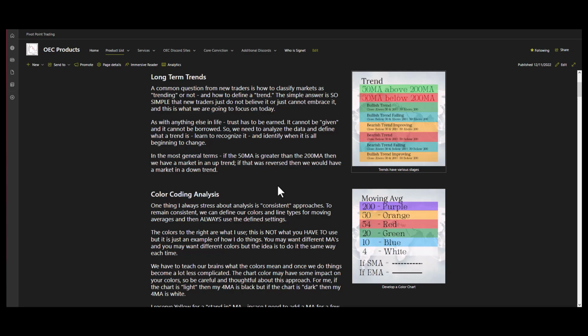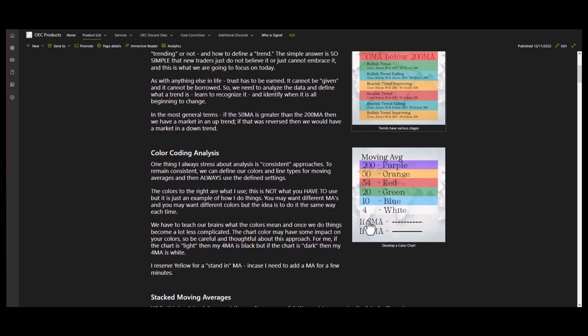All right, now another note is the line types. As we're going to discuss here in a little bit, I use SMA and I use EMA. Well, if I have two purple lines, one 200 period SMA and one 200 period EMA, I need to distinguish between those two. To do that, I always make my SMAs a dashed line, and I always make my EMAs a solid line.